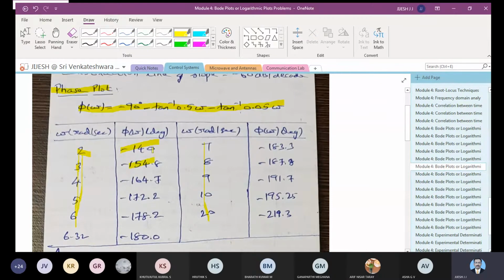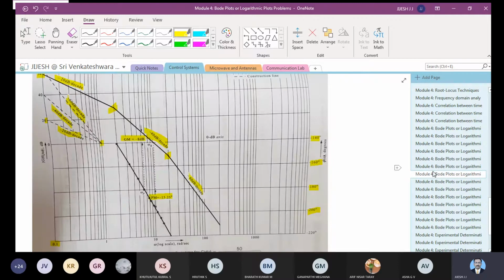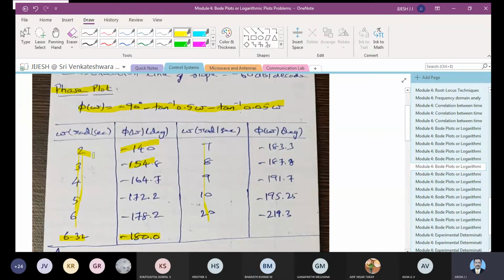So after doing the calculation, you can see that at this point you are having a value of minus 180 degree, and at 20 you are having minus 219. So this has to be plotted on the graph sheet. Let us see how the phase plot will be done. As I have told you, 140, 180, 160, 200, this axis is taken. Let me just plot the first value. What is the first value here? The omega value is 2, and I am getting an angle of minus 140.